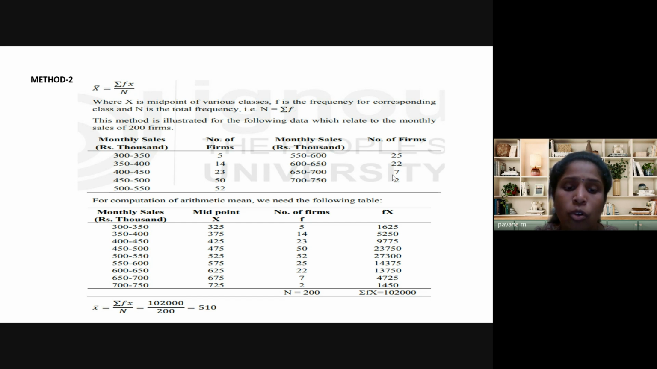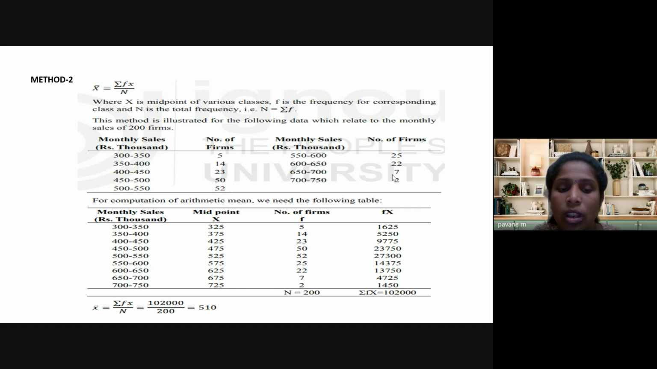400 to 450, the midpoint is 425. Like that, for 700 to 750, the midpoint is 725. So you have the value of capital X, and now you have the value of F. F is already given in the problem, right? Now you have to calculate Fx. So Fx means for the first series 325 into 5, which is 1625.